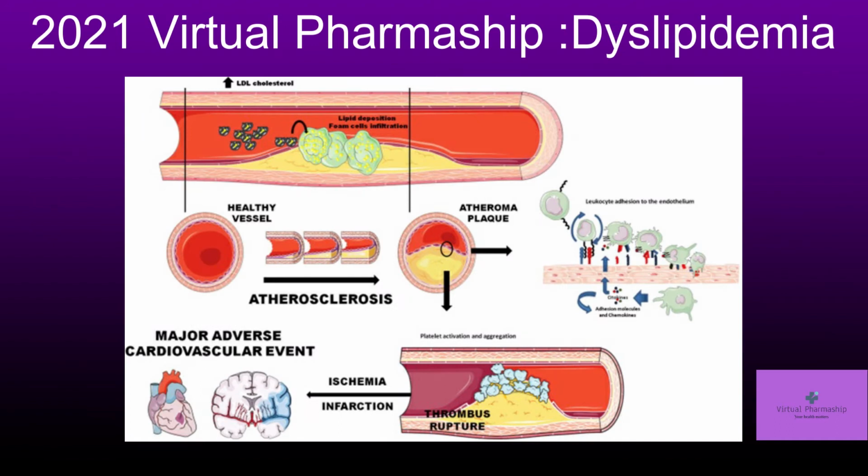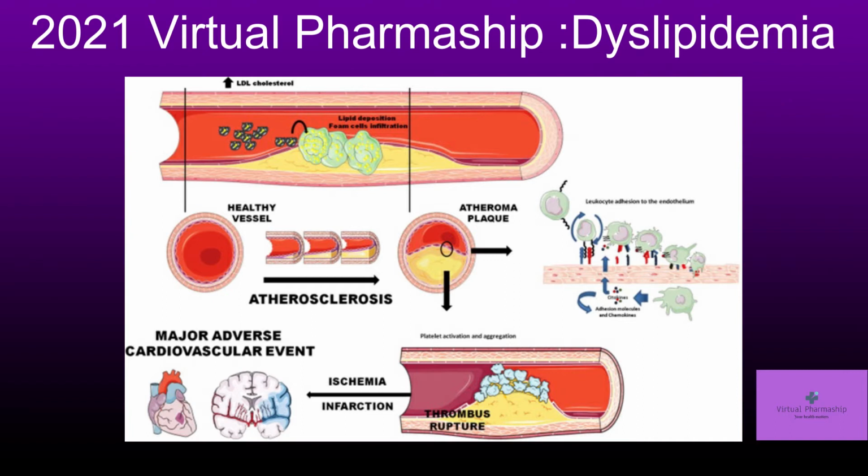Dyslipidemia is an abnormal amount of plasma lipids. Hyperlipidemia and hyperlipoproteinemia are abnormally elevated levels of any lipids and/or lipoproteins in plasma. Increased amounts of lipids and lipoproteins cause increased atherosclerosis and cardiovascular system disease risk.